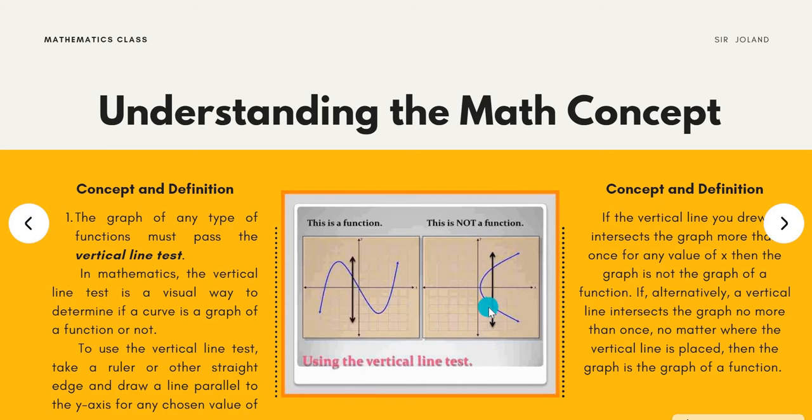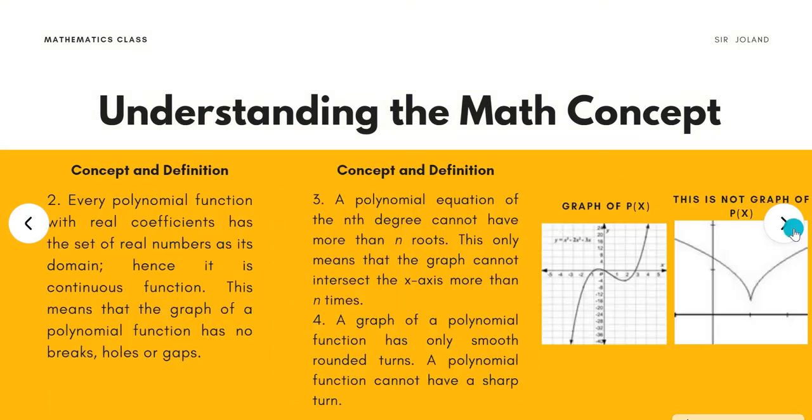Kaya siya hindi function. Compared mo dito na once lang tumama yung ating vertical line. Ayan. Sa point lang na to siya tumama sa ating graph. Therefore, function to. Ayan, ganun lang. Ganun lang siya ginagawa. Okay, visually.